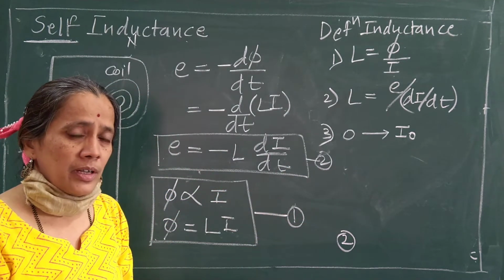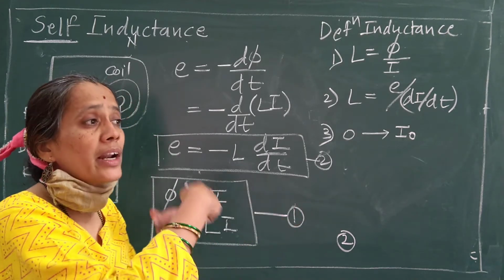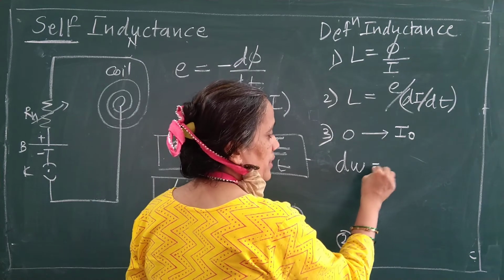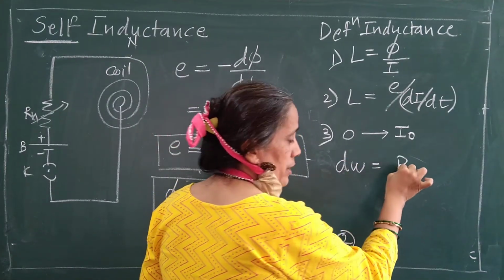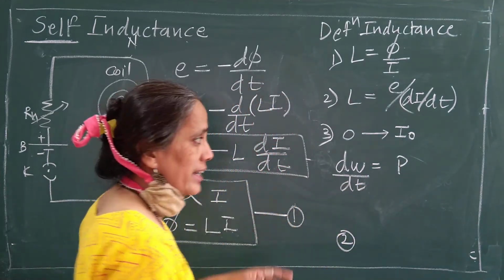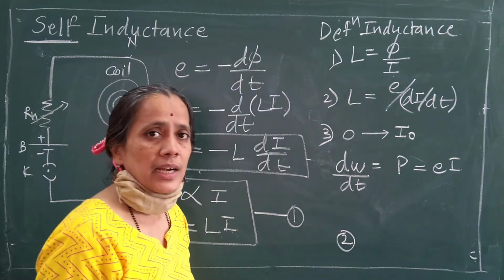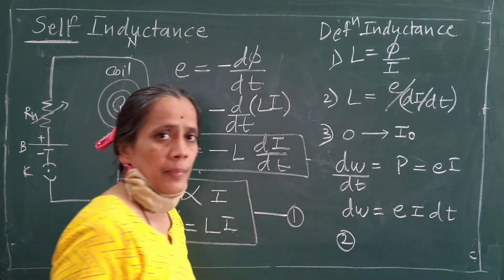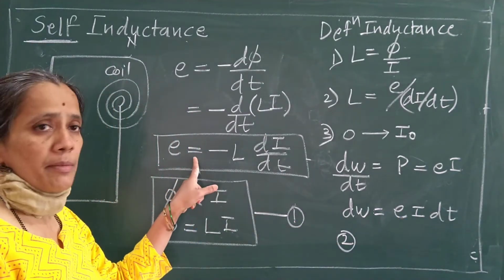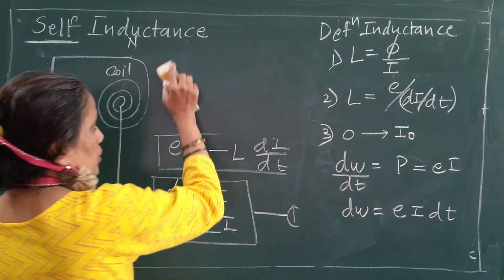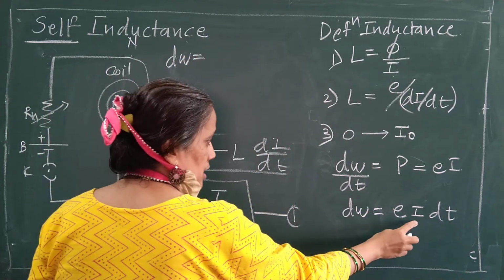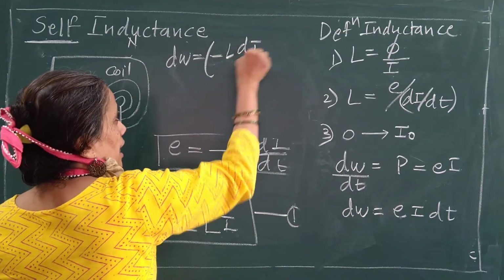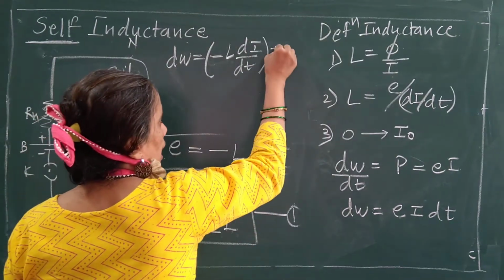And due to that production of EMF, there will be work done. You are changing the current, which means work is to be done, which is associated with the change in flux. So a small work done can be written from the definition of power. Power is work done per unit time, while electric power is nothing but E into I. So the small work done dW is nothing but E I dt. E is the EMF produced in the coil, and substituting its value, dW is equal to minus L di by dt into I into dt.